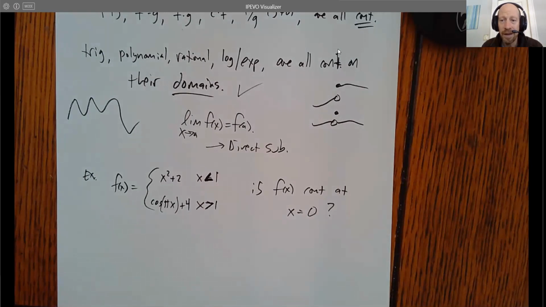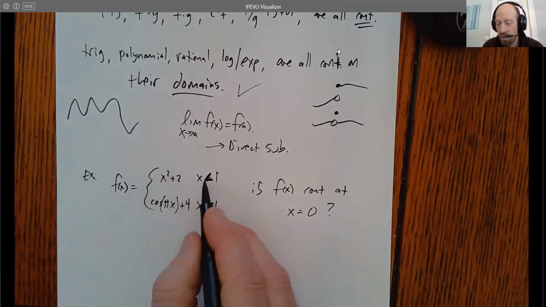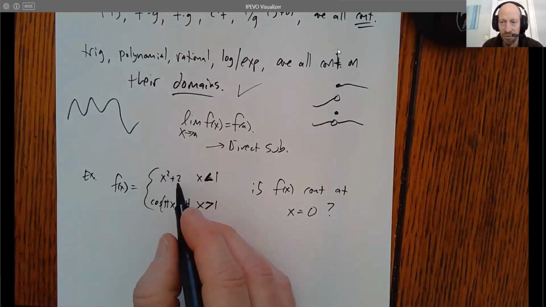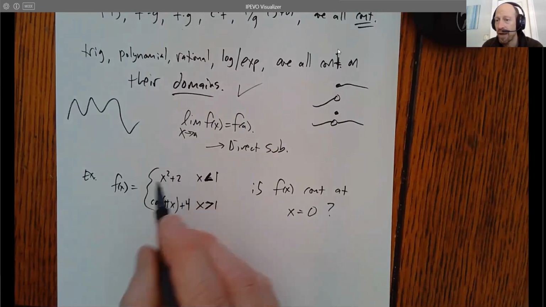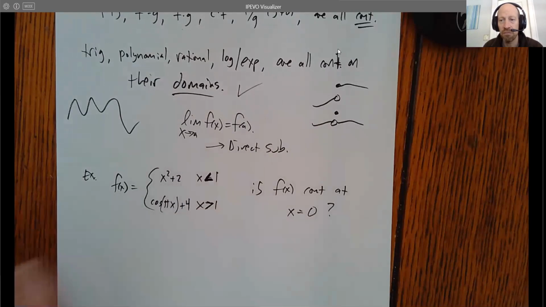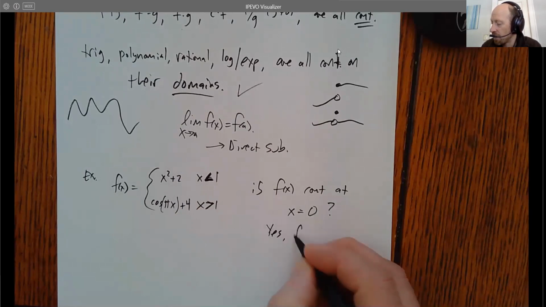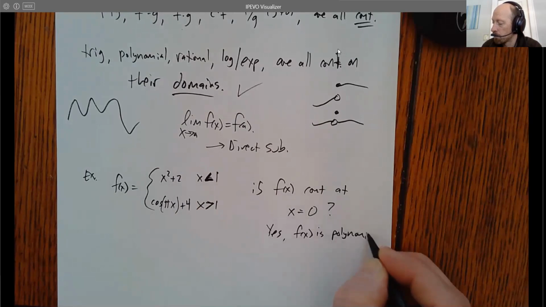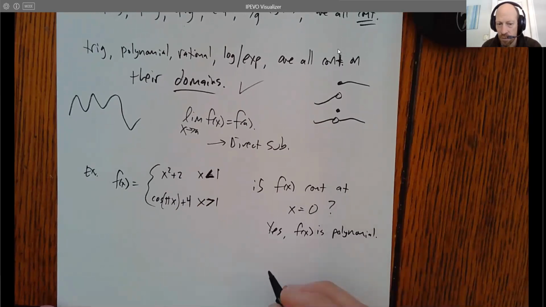Well, at x equals 0, we are very safely under this bound. So we are working with x squared plus 2. X squared plus 2 is a polynomial. All polynomials are continuous on their domain. So a good answer would be just yes, f of x is a polynomial at that point, x equals 0.